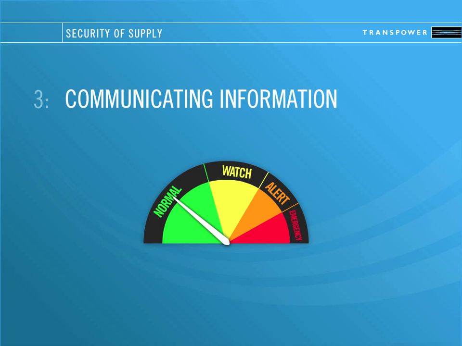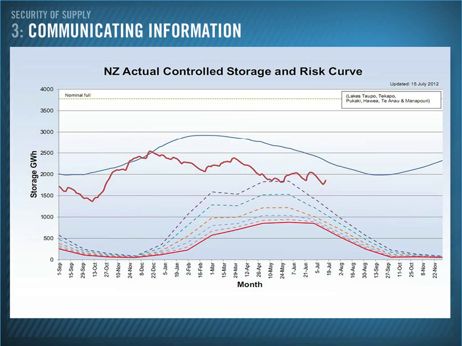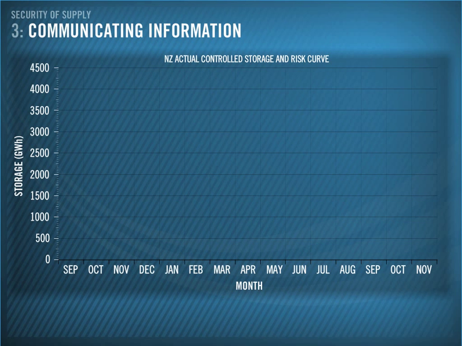While the risk meter gives a high-level view of the security of supply risk for the next few months, the system operator also publishes more detailed reports on our website. One of our most important graphs is the hydro risk curve graph. Let's see how this is built up and what it means.